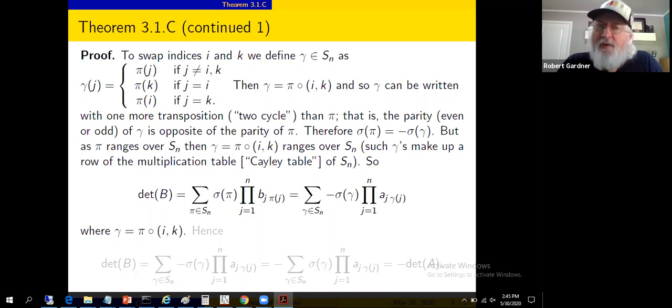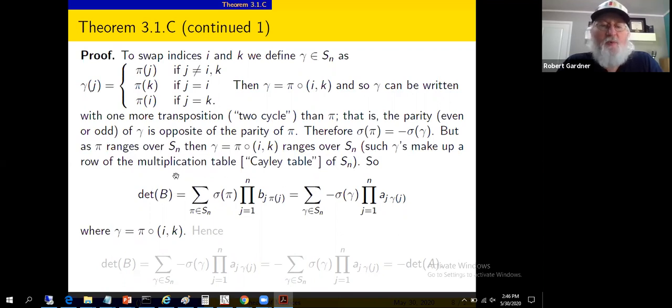Remember what we're trying to show? We've interchanged 2 rows, and we want to show that affects the determinant by a negative sign. There's the negative sign. It's coming out of this even and oddness stuff in terms of this sigma value on that permutation group S sub n. Long story short, there's your negative, and it'll ride through the rest of the computation. All right, as pi ranges over all the permutations in S sub n, gamma also ranges over all the permutations in S sub n.